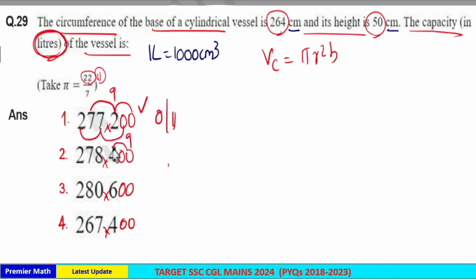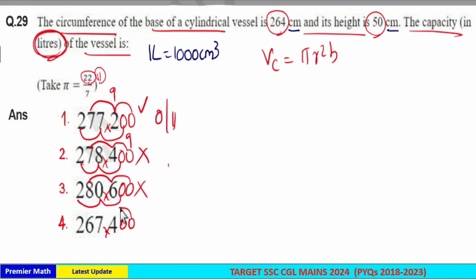Here 4 plus 7, 11, and 8 plus 2, 10. 11 minus 10 is 1, not a multiple of 11. Here 6 plus 8, 14, and 2. So 14 minus 2 is not 0 or 11. Here 4 plus 6, 10, and 7 plus 2, 9. So 10 minus 9 is not a multiple of 11. So option 1 is our answer.